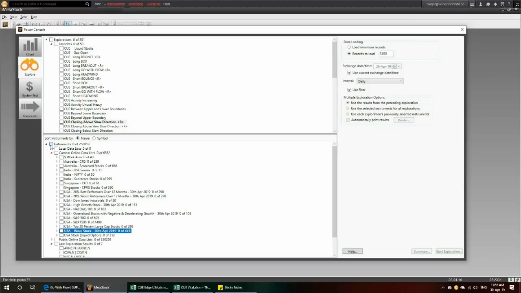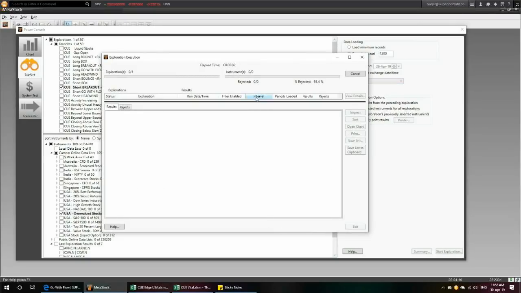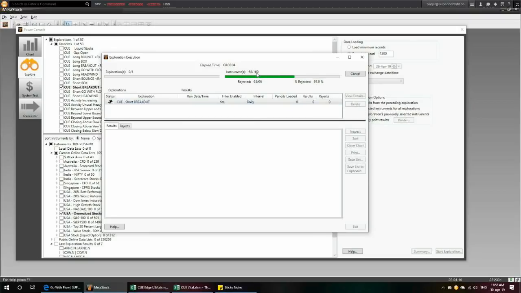Now I am going to use the stock list for overvalued stocks with negative and decelerating earnings growth. In terms of valuation, in terms of earnings growth, they are weak. I'm going to look for short breakout candidates now. I have only one scanner selected on daily charts. I'm going to run it. It is running on 109 stocks. Again, I created this list just before market open based on fundamental analytics from Cube Vital. Let's see if we find attractive short candidates.